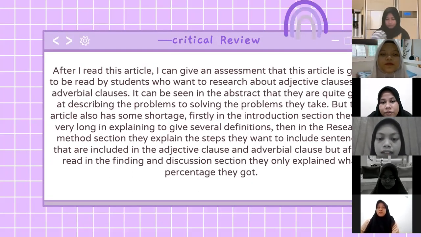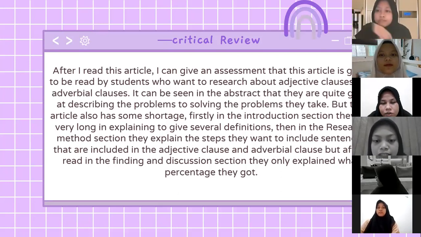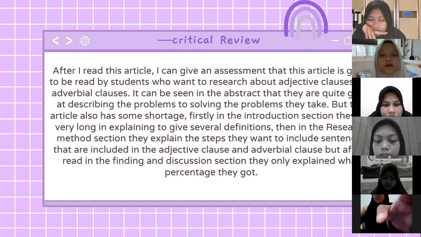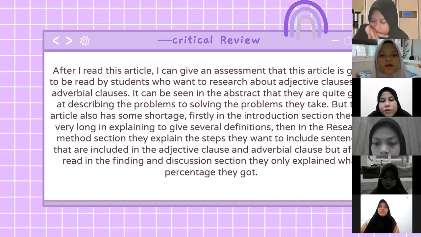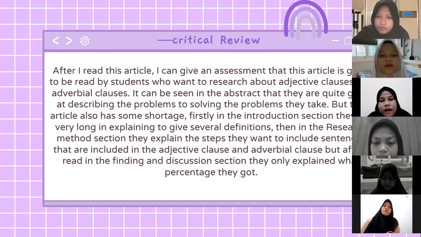Critical reading. After I read this article, I can give an assessment that this article is good to be read by students who want to research about adjective and adverbial clauses. It can be seen in the abstract that they are quite good at describing the problem and solving the problem. In the introduction section, they are very long, explaining too many definitions.